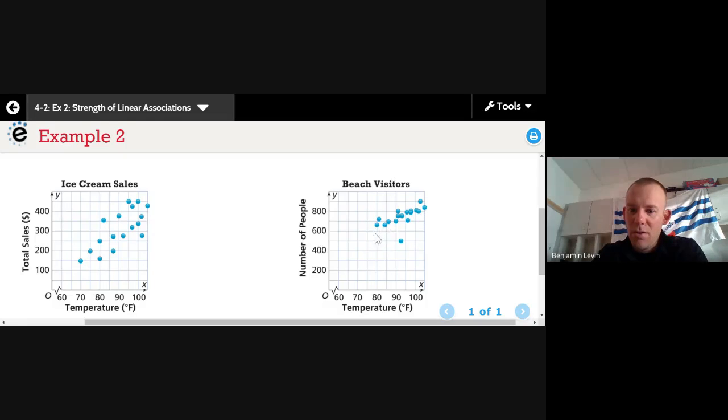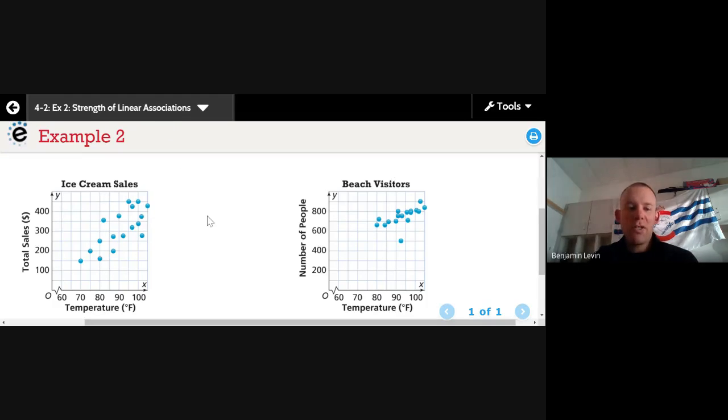Now, look at what the title of this is called. It's called Strength of Linear Associations. When we talk about the strength of the association, which one do you think has a stronger association to the line we would draw? Which one has a stronger association and why?